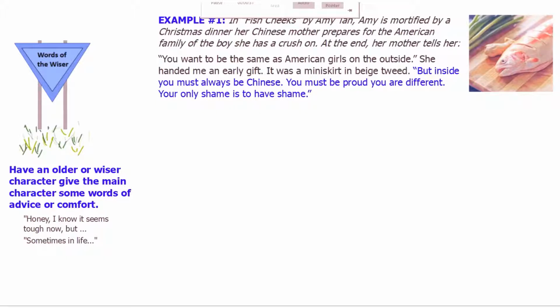And example 1 is Fish Cheeks by Amy Tan. And here Amy is just mortified. She's so embarrassed by a Christmas dinner her Chinese mother prepares for the American family of the boy she has a crush on when she's 14. And at the end, her mother tells her, you want to be the same as American girls on the outside. She handed me an early gift. It was a mini skirt in beige tweed. But inside you must almost be Chinese.